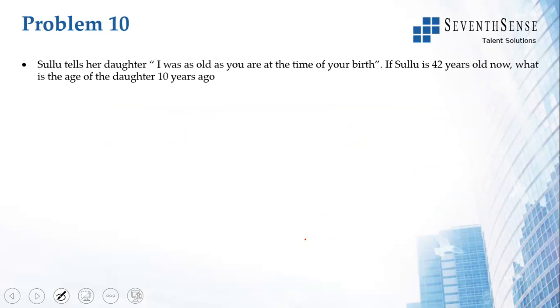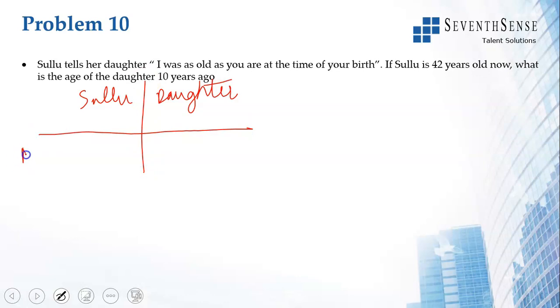Problem 10. Sulu tells her daughter, I was as old as you are at the time of your birth. Sulu is 42 years old now. What is the age of the daughter 10 years ago? We have Sulu and we have the daughter. Let us say the daughter is aged X now. This is at the time of the birth. Now, let us say daughter's age currently is X.